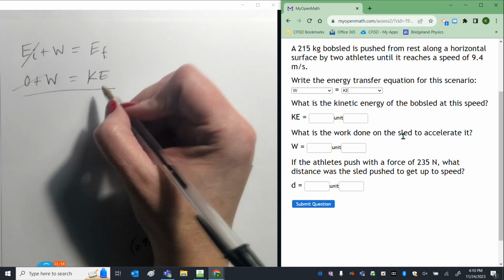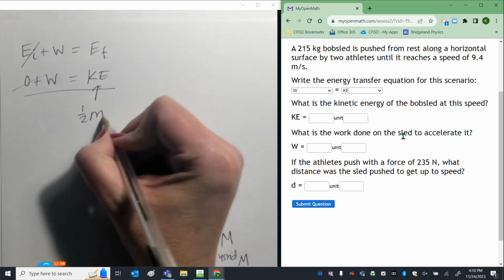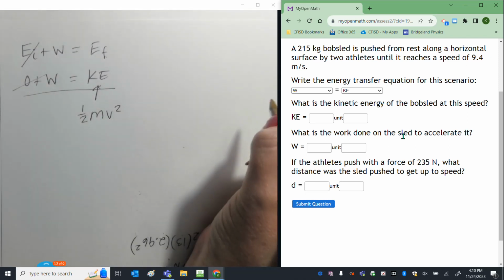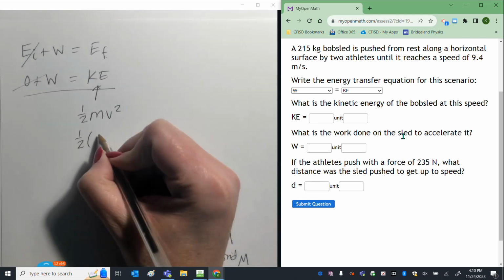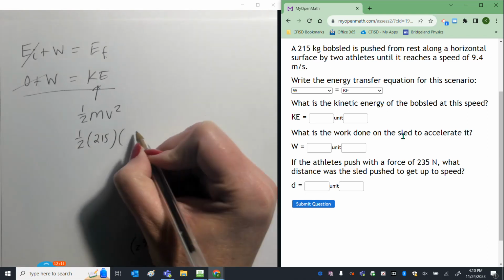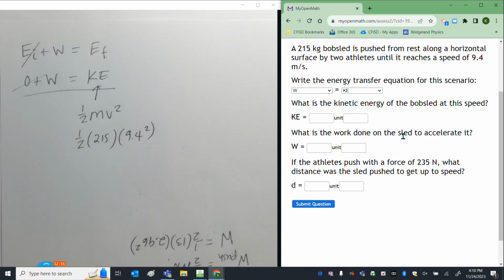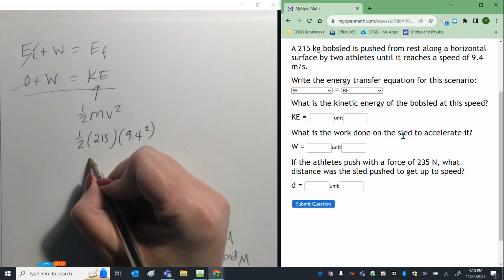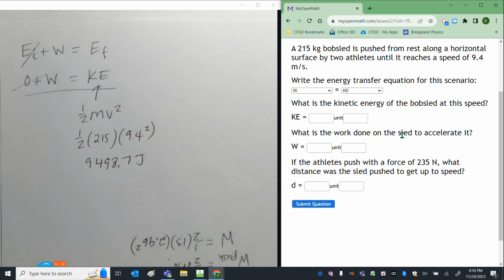Okay, so again, it wants to know what this KE is at the end, and again, KE is 1/2 mv squared, so we can solve for its kinetic energy by simply using that KE equation. So 1/2, its mass is 215, its velocity is 9.4. We're going to square that according to the equation. So 9.4 squared times 215, half of that, and we get 9,498.7 joules.